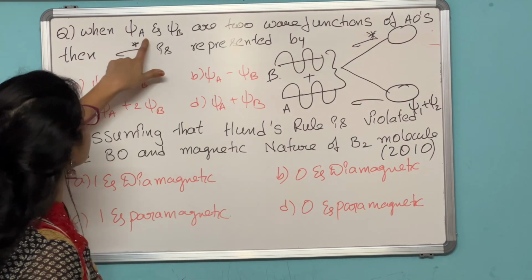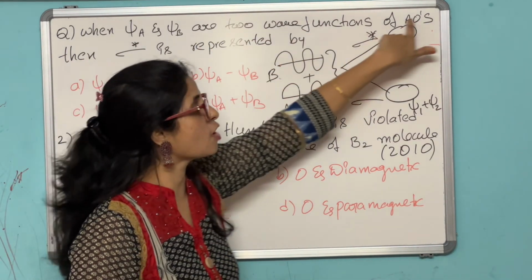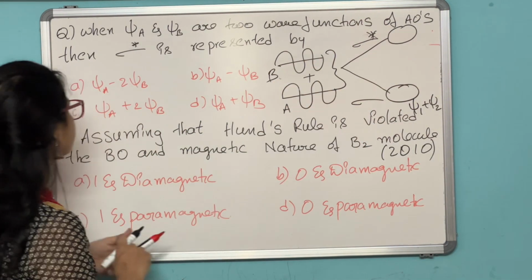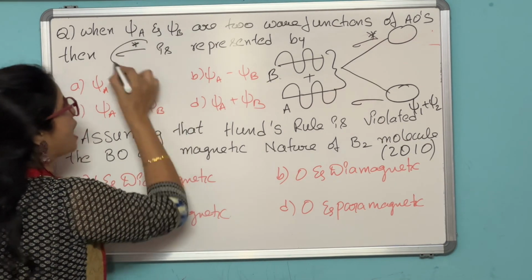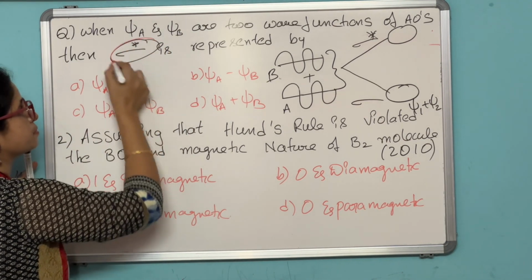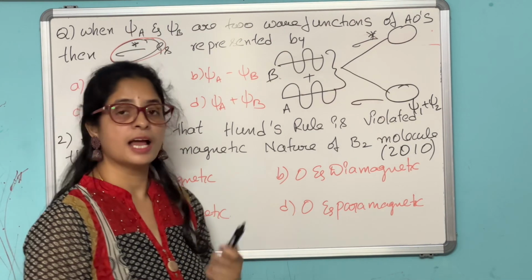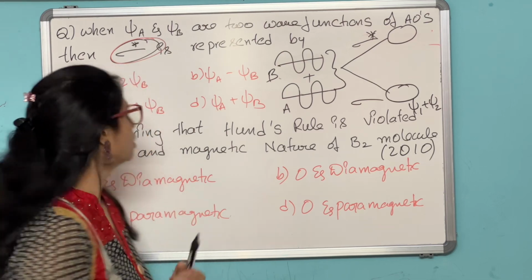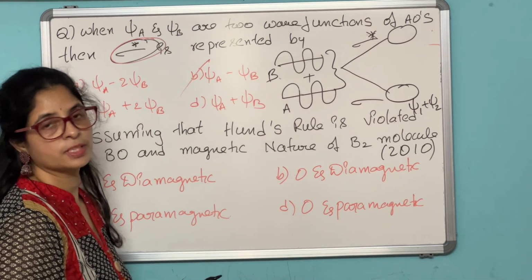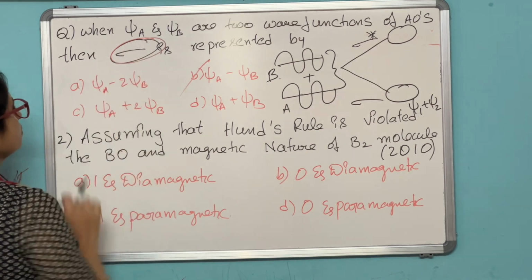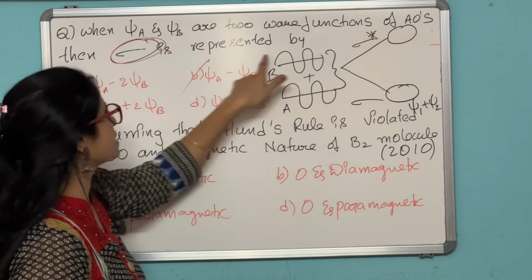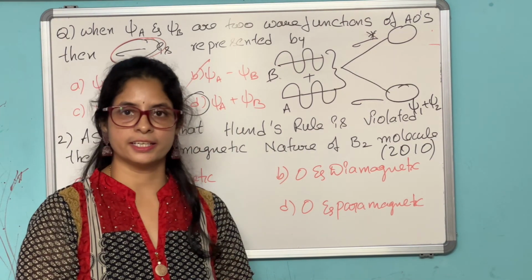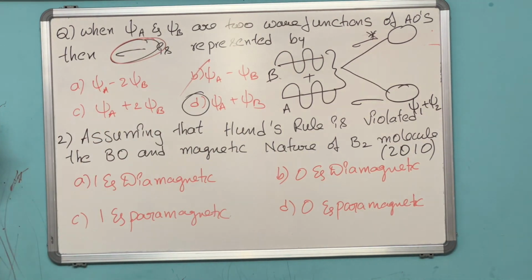Now the question is, when ψ1 and ψ2 are the two wave functions of atomic orbitals, then sigma star is represented by what? Sigma star is an antibonding orbital. How is the antibonding orbital formed? When the two wave functions are subtracted. So this will be your answer. If they ask you that sigma is represented by, then your answer will be D. Clear?